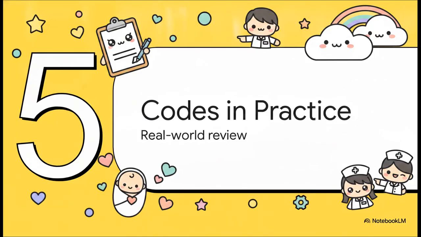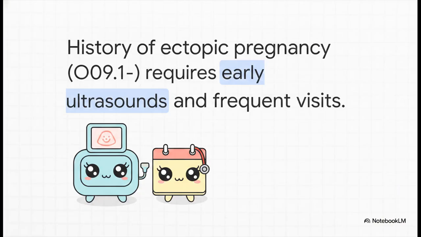Section 5, Codes in Practice, a real-world chart review. Let's see how this builds into an actual clinical scenario you might encounter on your shift today. Imagine you're reviewing a chart right now for a pregnant woman who has a documented history of ectopic pregnancies. You correctly pulled the subcategory O09.1. But let's pause and look at the clinical context of why this specific code really matters.